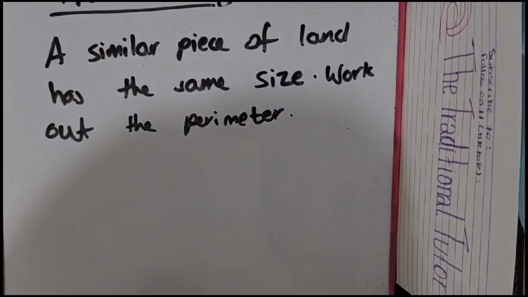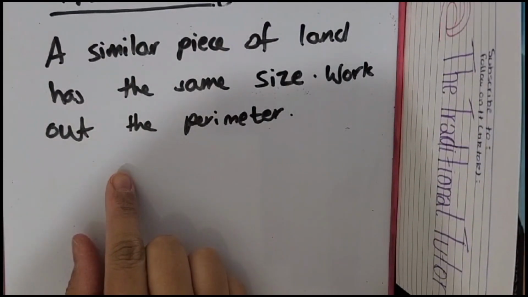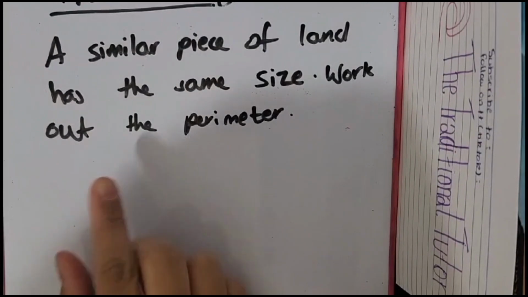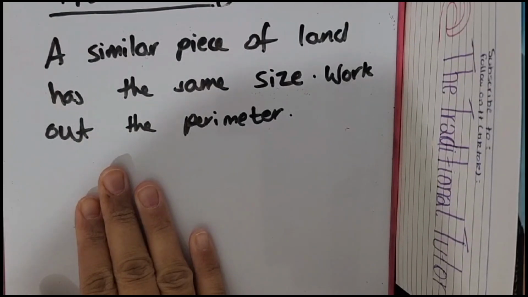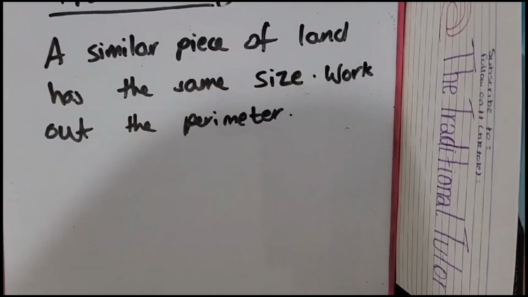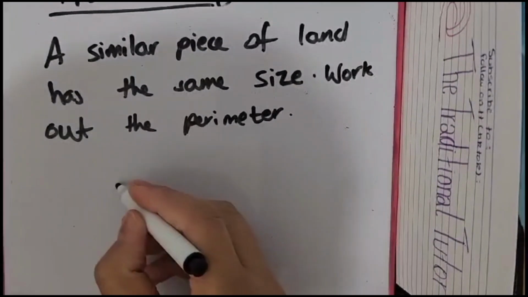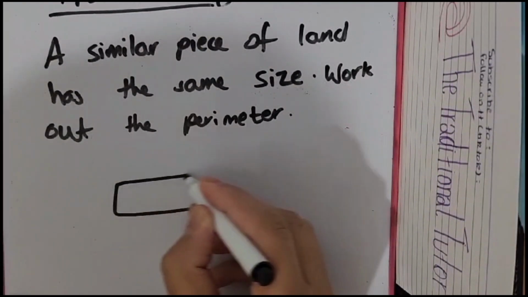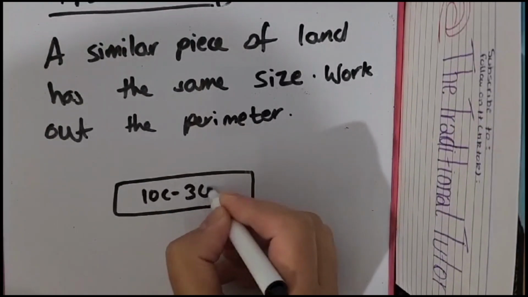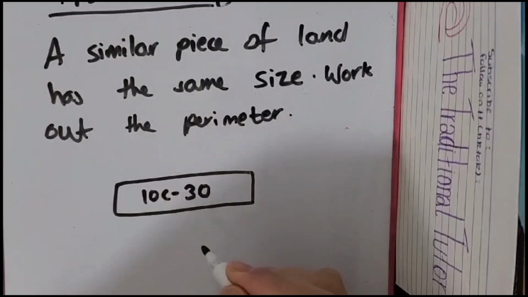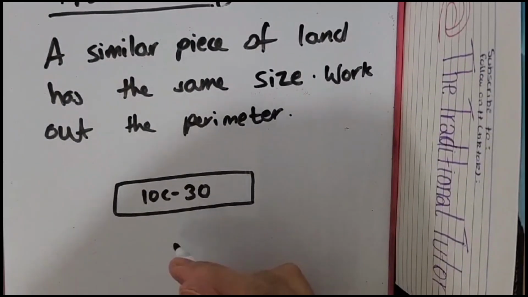Okay, so lastly, I've got a question which is linked to the previous one that I just asked, and it says that a similar piece of land has the same size, okay, and we've got to work out the perimeter. Now, by the same size, it just means that it's got to have the same area. If you remember, the area of the previous one was 10c minus 30, so that means that my side lengths could be the same or could be different. And I need to work out the perimeter now, okay?